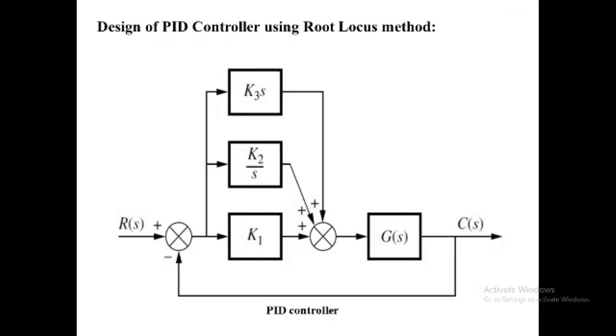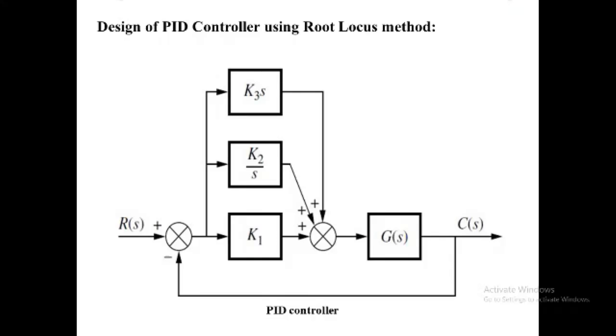See this figure, where a PID controller is shown. Its transfer function is given by Gc(s) = K1 + K2/s + K3 s, which equals (K1 s + K2 + K3 s²)/s. It is very easy to solve, as we discussed how to reduce this block in the very first unit, that is, the block reduction technique.